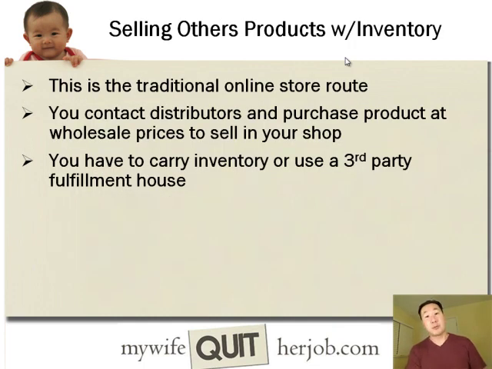Now, the other model, of course, is to sell other people's products and carry your own inventory. And this is what I refer to as the traditional online store route. You contact distributors, you purchase product at wholesale prices, and then you sell them in your shop. And you either have to carry inventory in your own warehouse, or you can use a third-party fulfillment house to fulfill your orders for you at an additional cost.